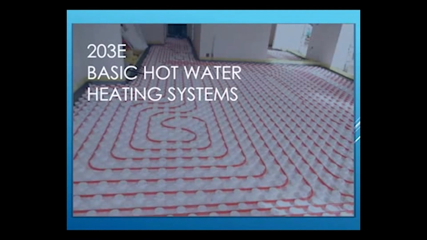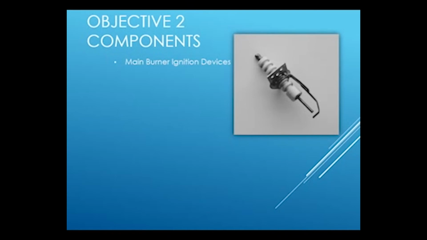Welcome to Module 203E on Basic Hot Water Heating Systems. Now that we have a basic understanding of what a hydronic heating system looks like, let's take a closer look at the components. Many of the hot water heating components are similar to forced air heating components. For example, the main burner ignition devices.